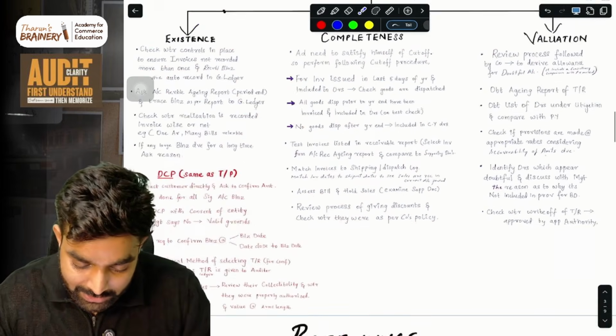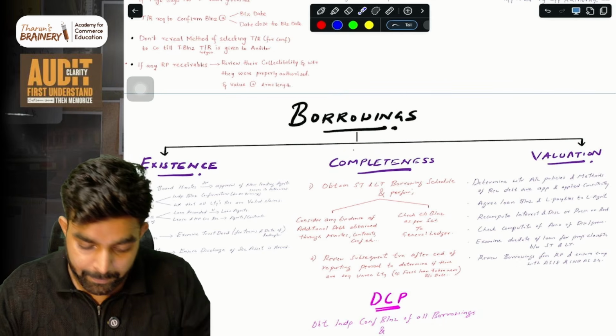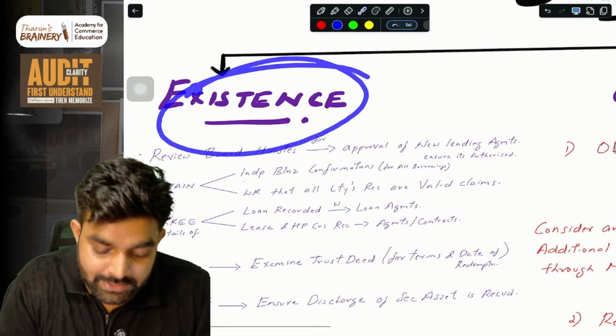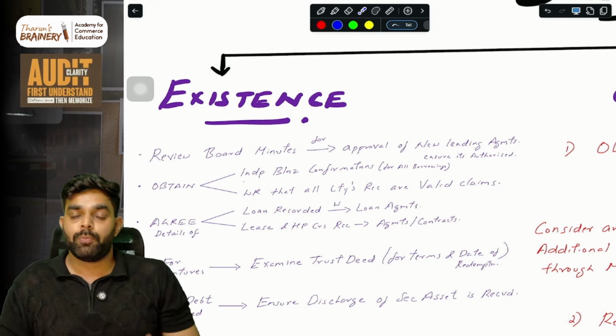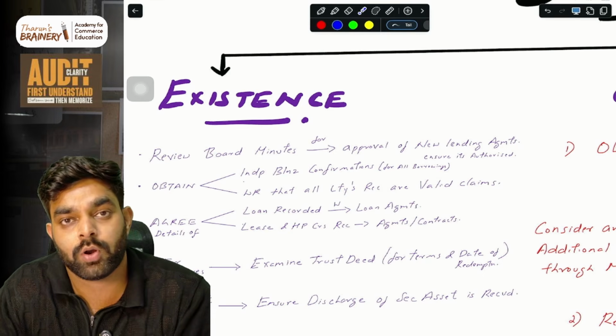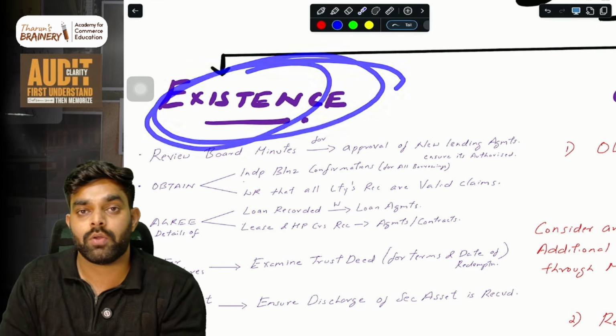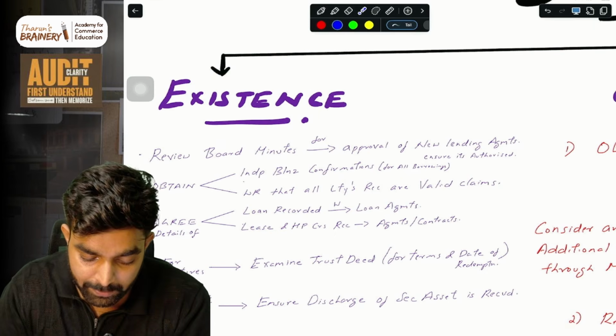So now let's focus on borrowings. Let's take borrowings. So how to check the existence of borrowings? The company has borrowed 10 lakh rupees from a bank. In the balance sheet it is shown on the loan side, borrowings 10 lakh from ICICI Bank. So now it is your duty to check whether that borrowing actually exists or not. So for that, what procedures will you do?